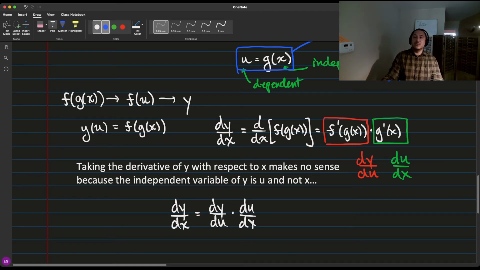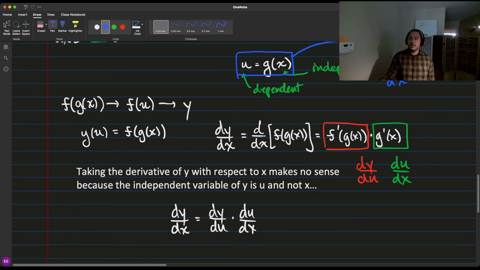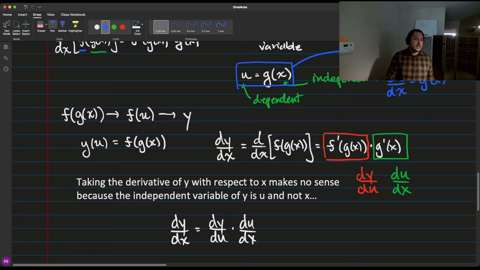And if you look at this as a fraction, why does it make sense that the left-hand side fraction equals the product of the two on the right? Like, what do you notice cancels, basically? Yeah, the du's. And this is actually why Leibniz liked this notation.